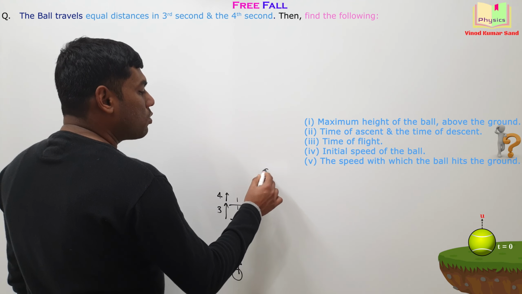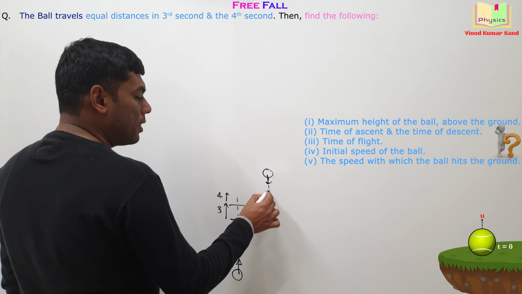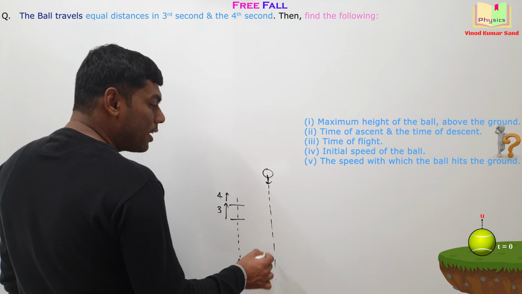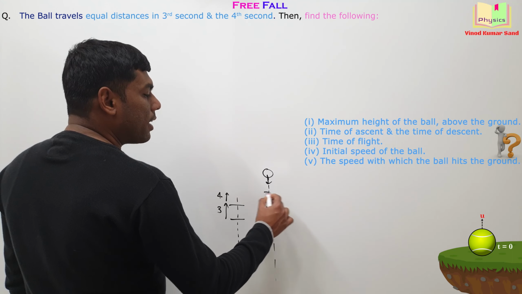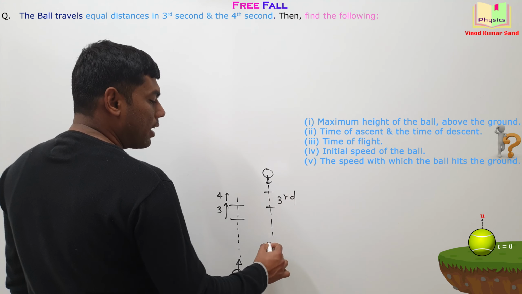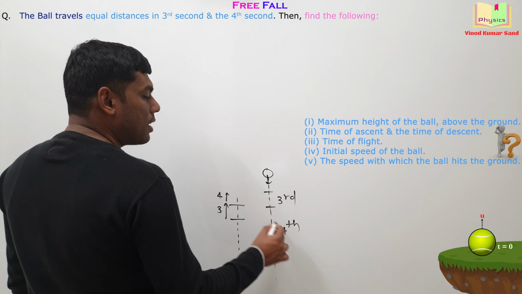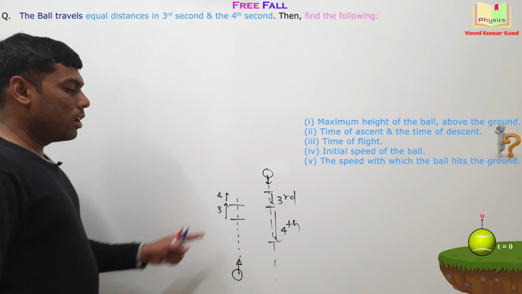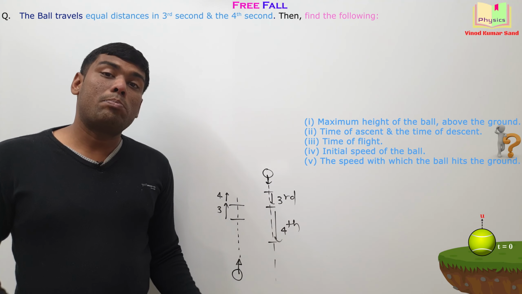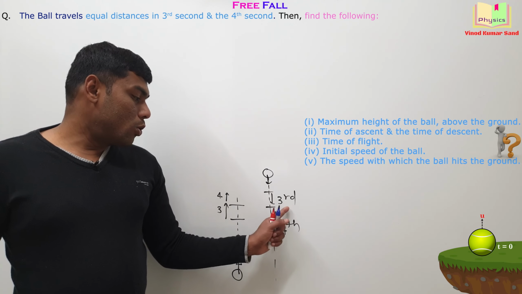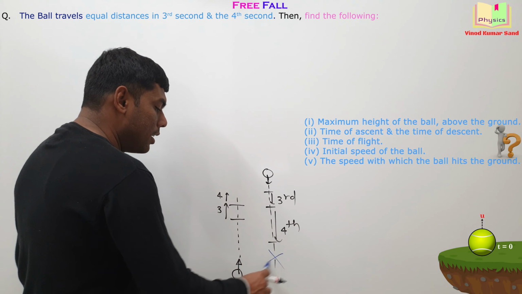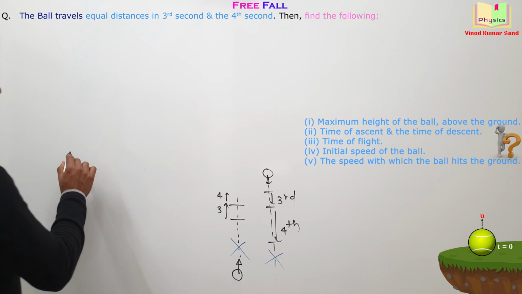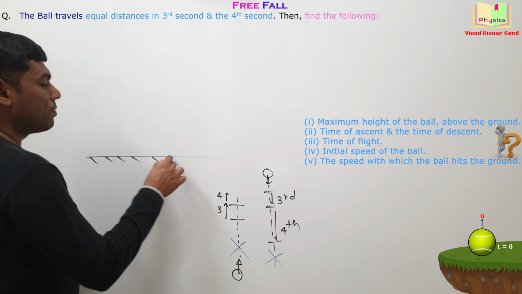Or this ball is falling from the top and then going down. So while falling down, in the third second and in the fourth second, will it cover the same distance or different distances? We know while falling down every second it will cover more and more distance. So this is not the case. This is not the case. Then what is the possibility? There is only one possibility.